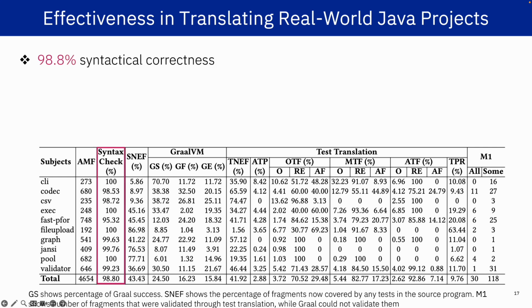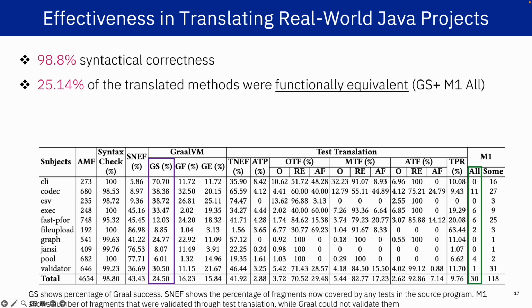So overall, AlphaTrans achieves 98.8% syntactical correctness. Syntactical correctness means that with the prompt that we build using the skeletons and ask an LLM to translate, the translation taken from the LLM is syntactically correct 98.8% of the time.